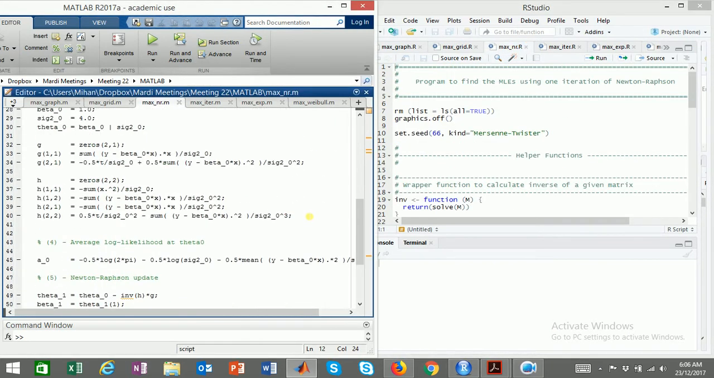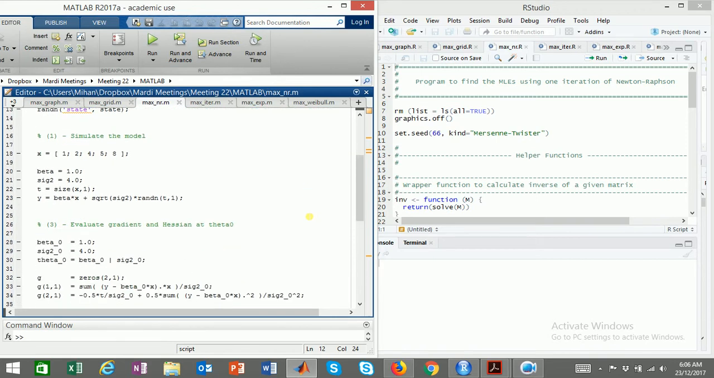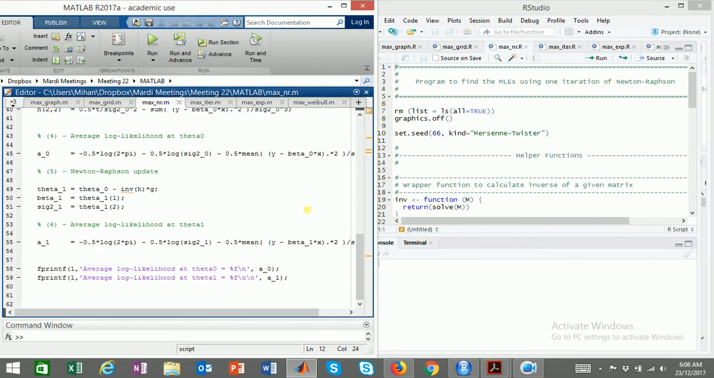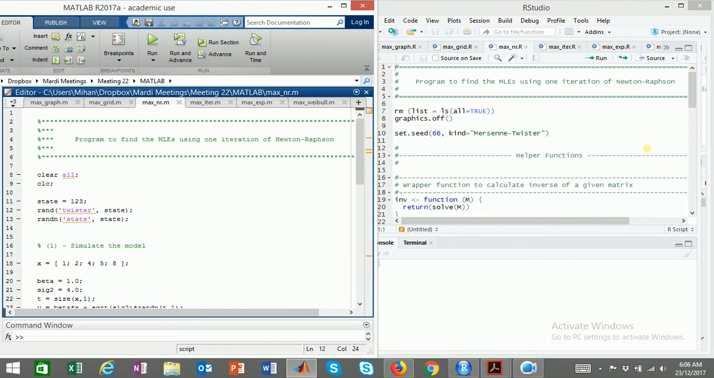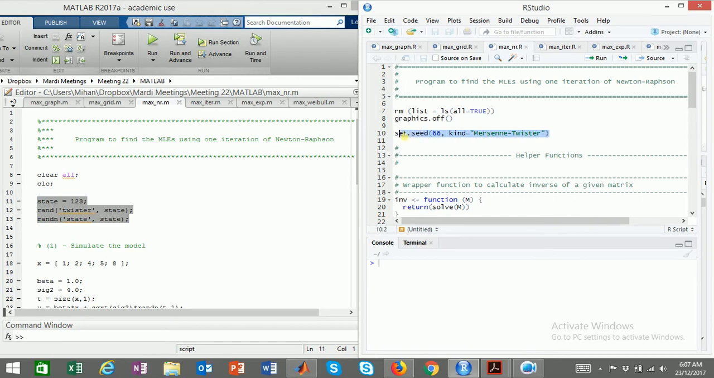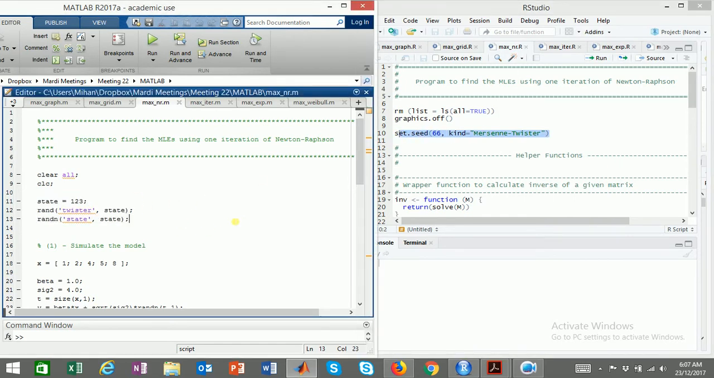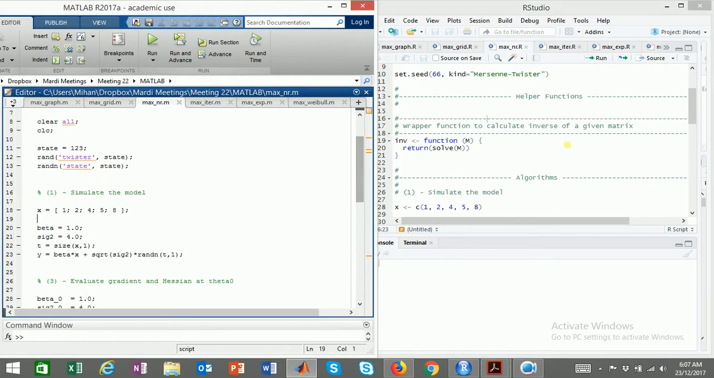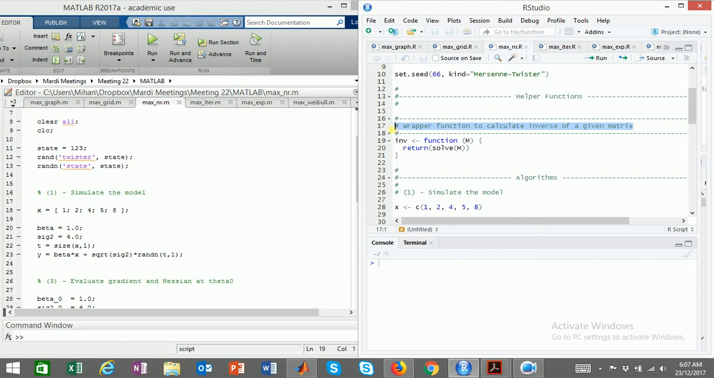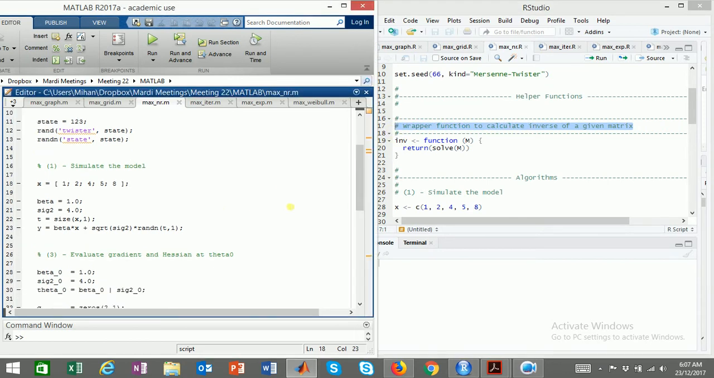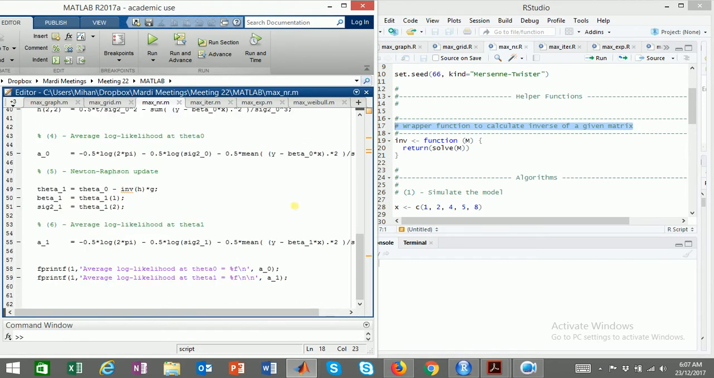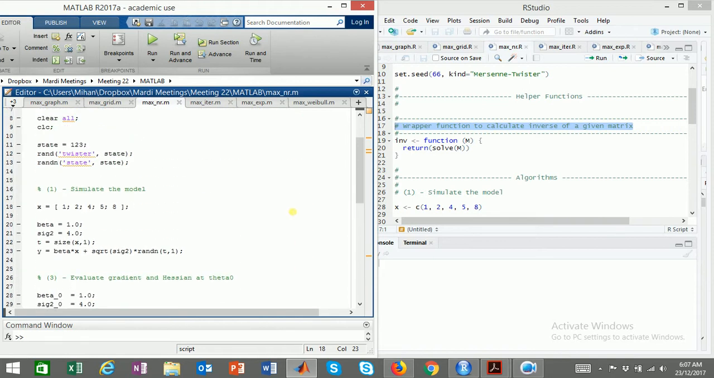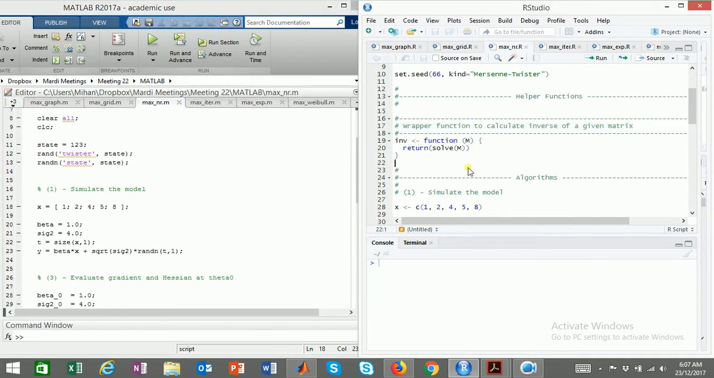Again, there is still no local function created for this problem. Fine, it is easier for us. So this is random number generation. It was not necessary to twist it. They could have done it in the same way, but again, it's fine. Helper functions. Wrapper function to calculate inverse of a given matrix. See, in R they have generated a function for the inverse of a given matrix.